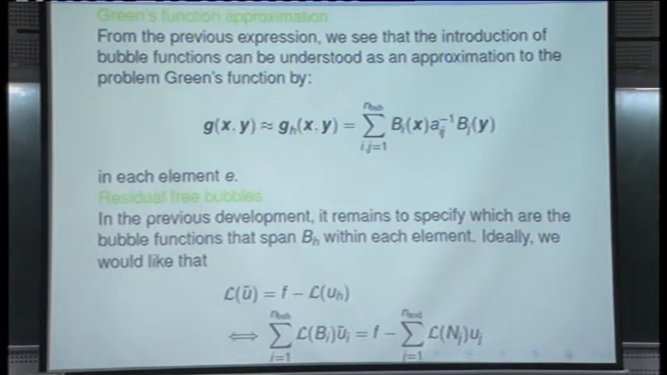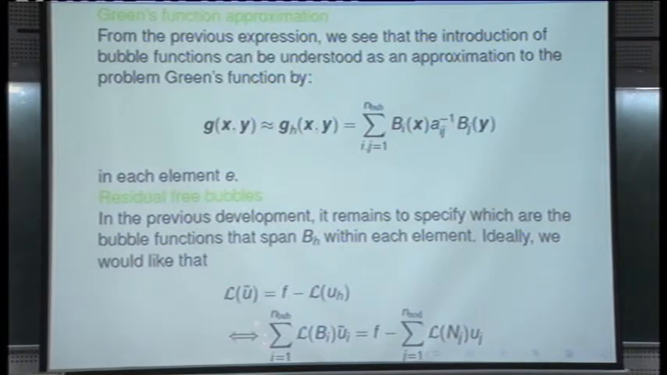That is what is called residual free bubbles. What are residual free bubbles? So we have to solve this problem. That's the problem that we have to solve. When we approximate it, UH is the sum of the bubble functions times the nodal values of the bubble degrees of freedom. And L is a linear operator, so that equation can be written once approximated.